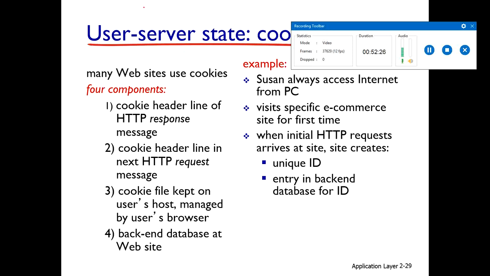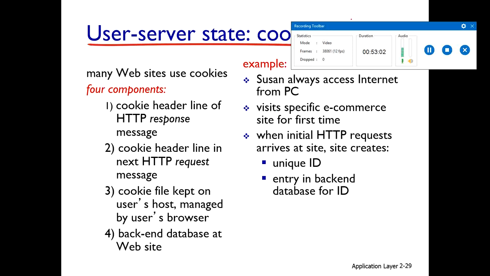Now, cookie technology has 4 components. The first component is a cookie header line in the HTTP response message. Second is a cookie header line in the next HTTP request message. Third is a cookie file kept on the user's end system and managed by the user's browser. Last one is the backend database at the website. So these are the 4 components of the cookie.